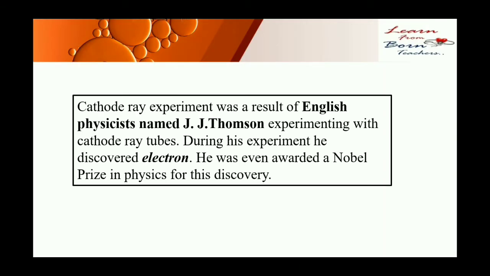The cathode ray experiment was a result of J.J. Thomson experimenting with cathode ray tubes. During his experiment, he discovered the electron. He was even awarded a Nobel Prize in Physics for this discovery.